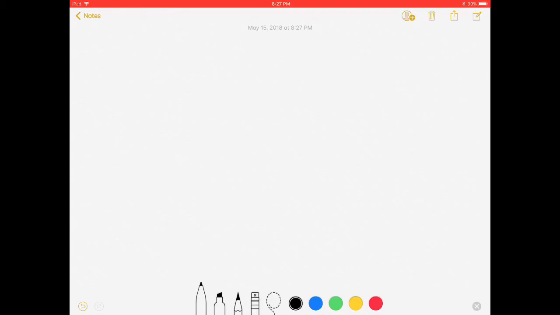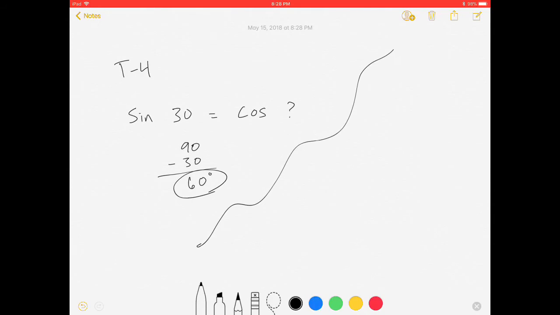Next up we have target 4, which is properties of complementary angles. If we have sine 60 equals sine question mark, we know that they have to equal 90, so 90 minus 30 equals 60. So that angle equals 60 degrees because they both add up to 90.